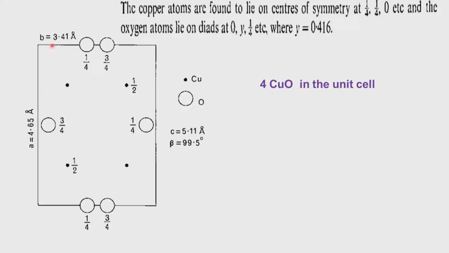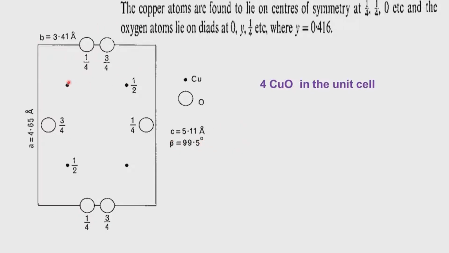a is 4.65, b is 3.41, c is 5.11 and beta is 99.5. So, this gives rise to our unit cell, and therefore, we can calculate the volume. The volume of the unit cell in turn will allow us to calculate the number of molecules in the unit cell. There are 4 CuO units in the unit cell. The positions of the atoms are marked in this projection, the projection down a and b. So, the c axis is coming perpendicular, therefore this angle is 90 degrees. The c axis is coming in a direction which forms the angle beta, 99.5.